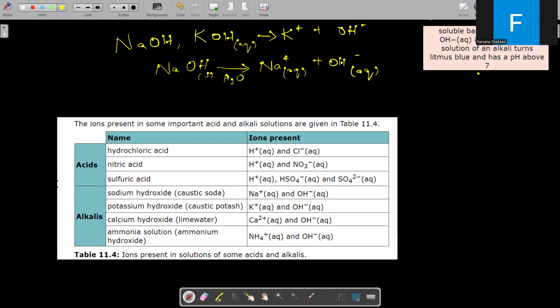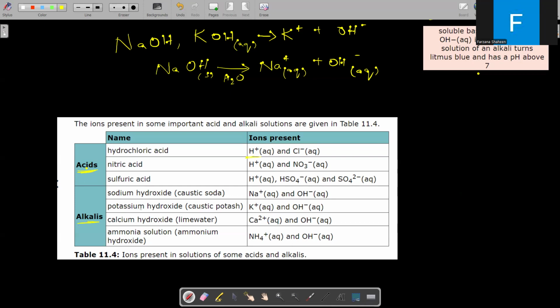If you are asked which is an acid and which is an alkali, the main thing that you will look for are hydrogen ions. So these are your hydrogen ions. You look for the hydrogen ions and you look for the hydroxide ions. The ones that give out hydrogen ions are acids, and the ones that give out hydroxide ions are alkalis.